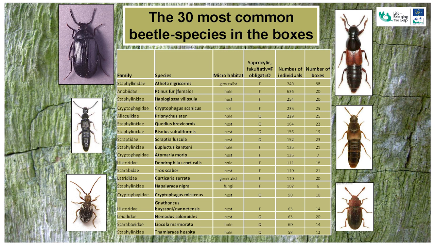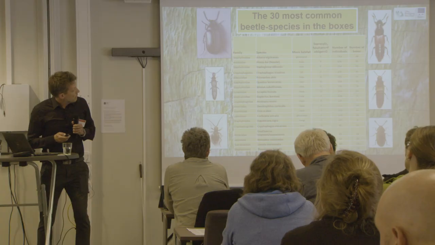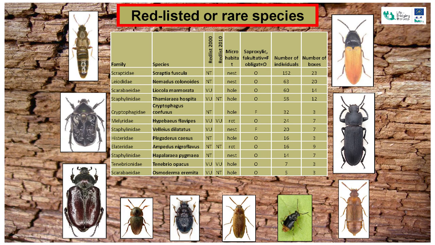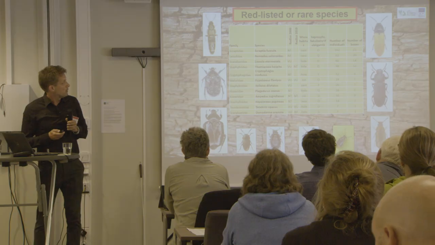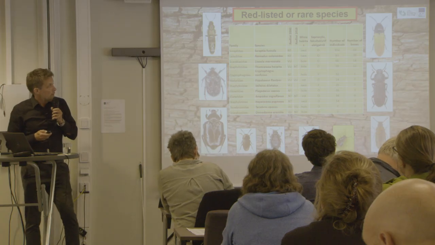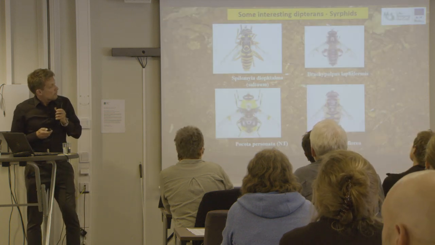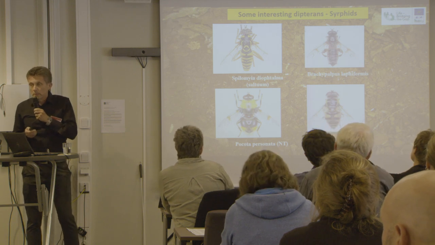Here is just for the nerds in the audience, who can study this list of the most common species found in the boxes. If we are lucky, we might perhaps see some of them tomorrow when we are out in the field. And I will bring a box so you can see them at least pinned. Here is another list of the rare ones, the red listed ones that are, of course, a little bit more important for us, because these are the guys that we really need to give help. But, of course, there were other species too.